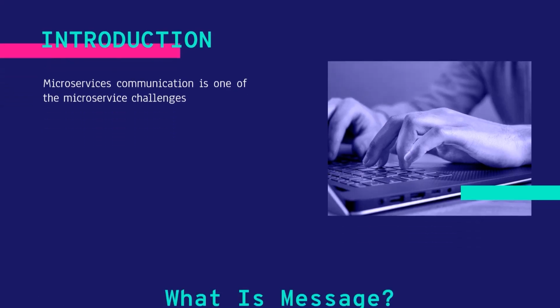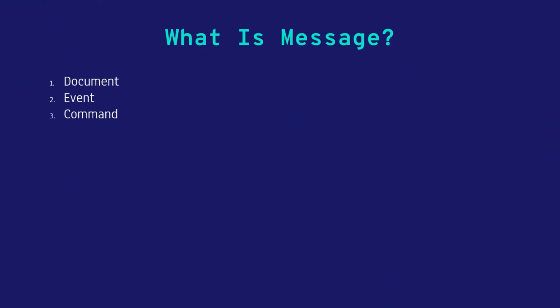So let's start. Before we start, I want to talk about what a message is. We are using messages in our microservices. There are 3 types of messages: document, event, and command. Event is an action that has been done in our system, and command is an action that is going to be done in our system. But a command might fail, while an event has been done and cannot fail.